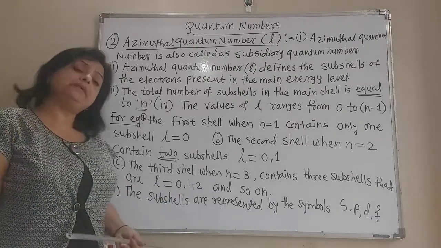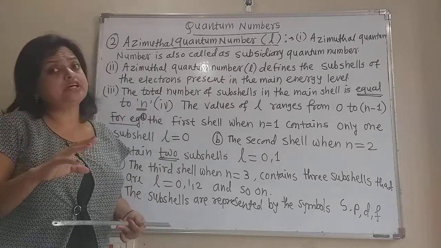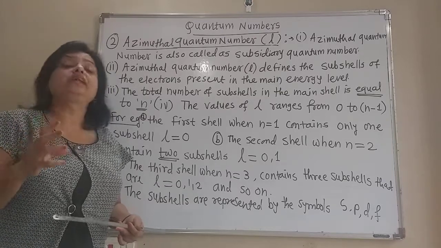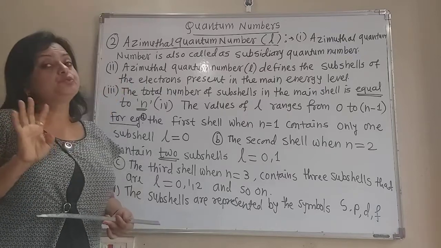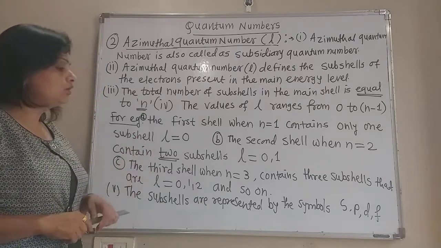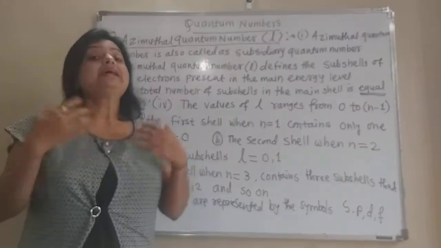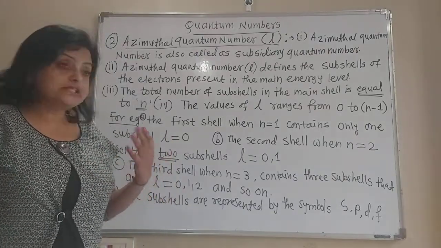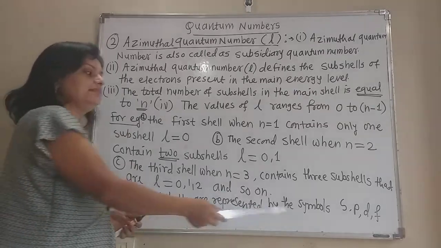In this way, the fourth main energy level contains 4 subshells and their values go from 0 to 4 minus 1, that means 0 to 3. So the values of l are 0, 1, 2 and 3. These are the 4 different subshells in the fourth main energy level. Now as the main shells are denoted by the capital letters K, L, M, N, the subshells are denoted by the small letters s, p, d, f.